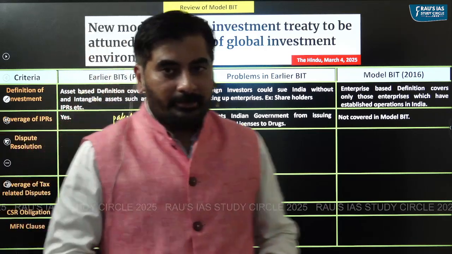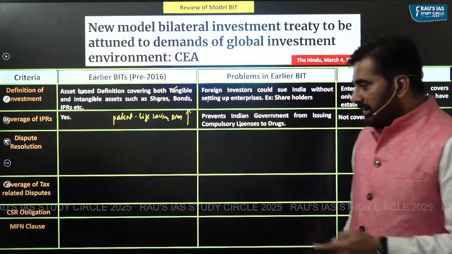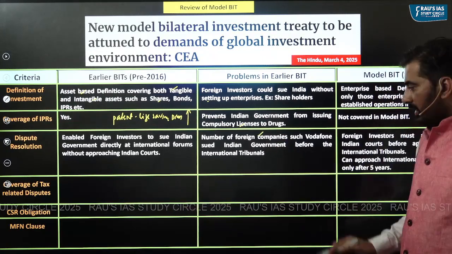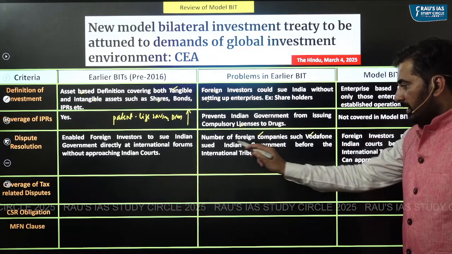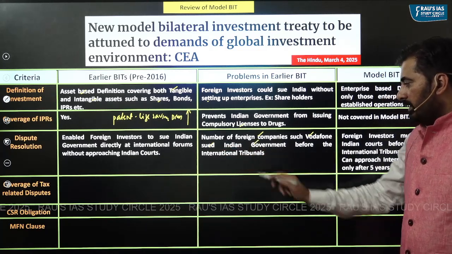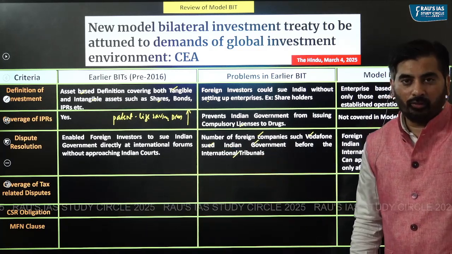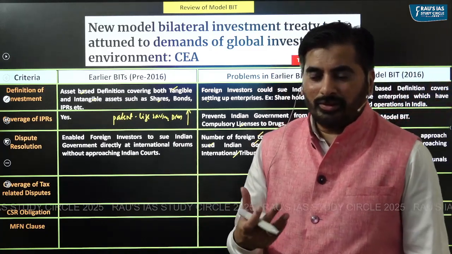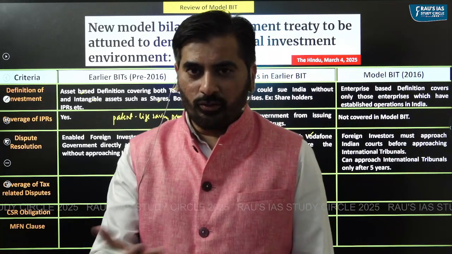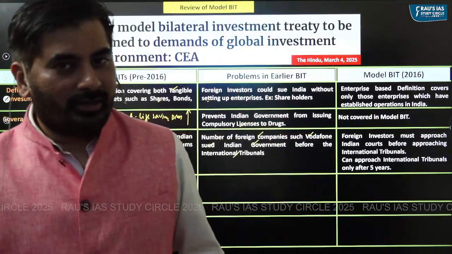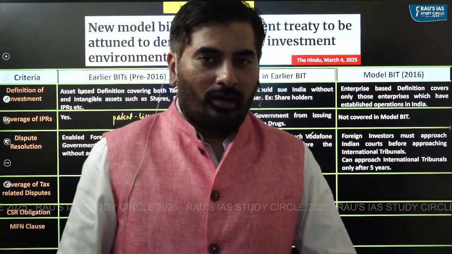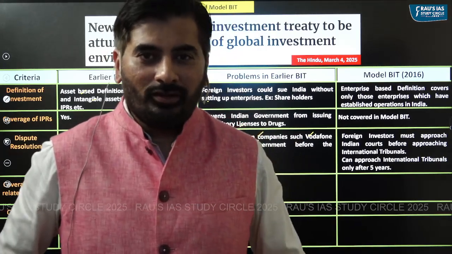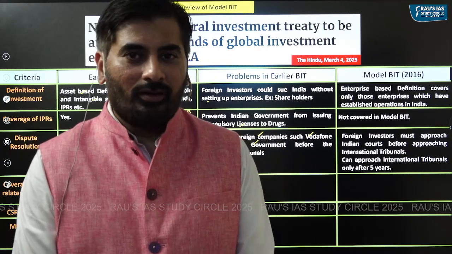So accordingly, the problem which it created was that a number of foreign companies, particularly companies such as Vodafone, tried to sue the Indian government before the international tribunals. Vodafone was a classical case of retrospective taxation. So it had sued the Indian government before the international tribunal. And as you know, the Indian government does not want to be dragged before the international tribunal, right?